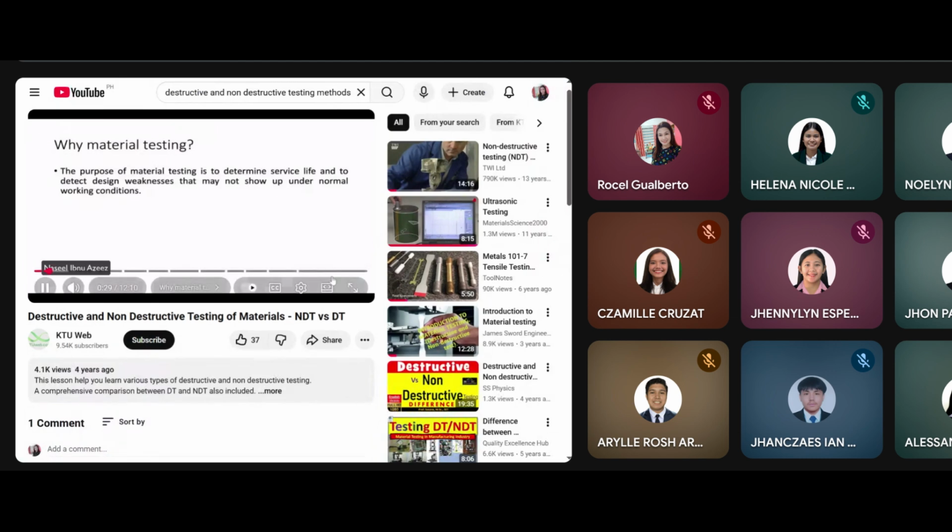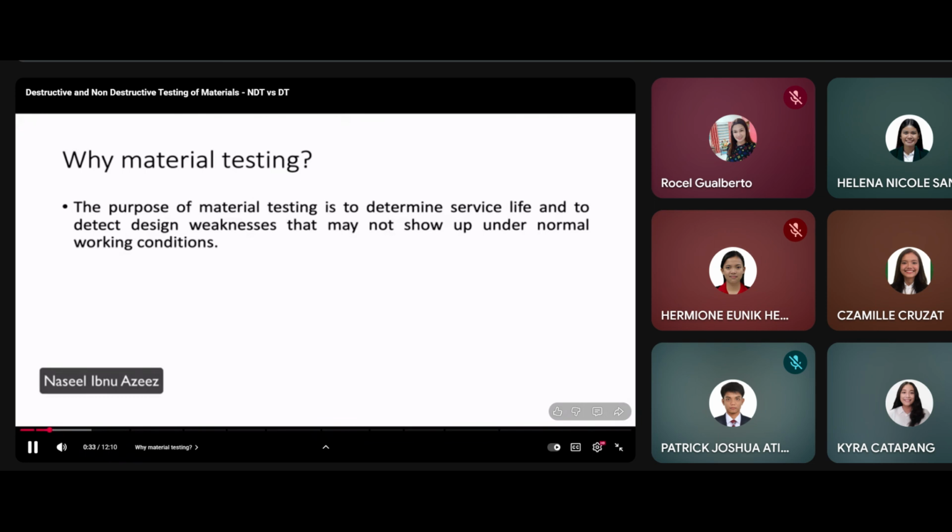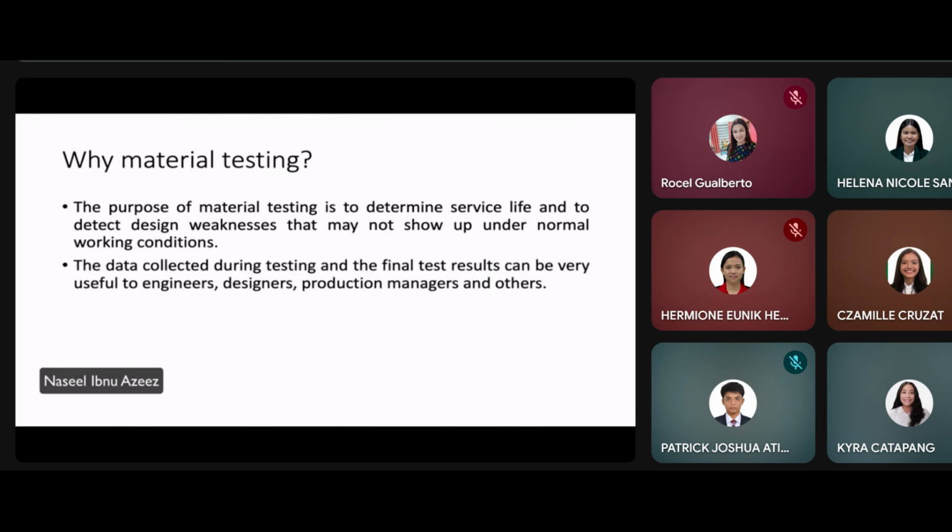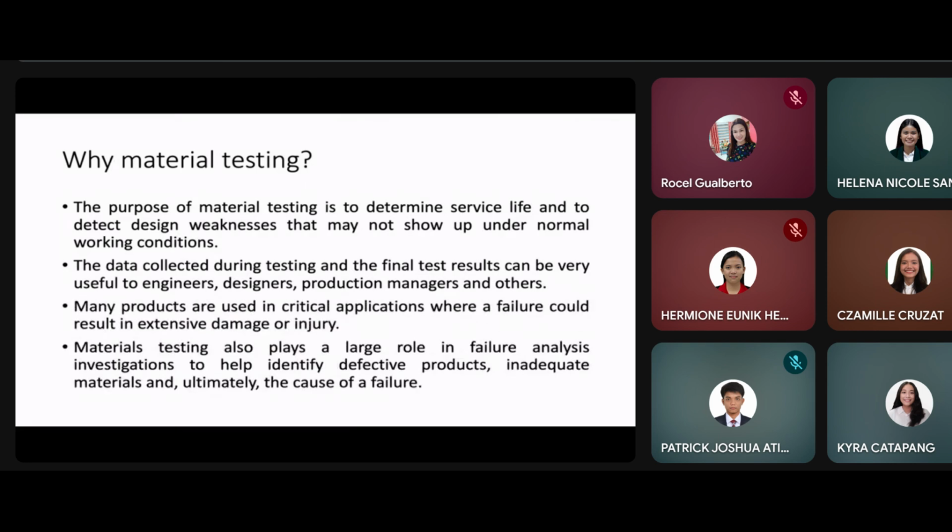Material testing is to determine service life and to detect design weakness that may not show up under normal working conditions. Data collected through these tests is highly important to take vital decisions in various stages of product manufacturing. Material testing also plays a large role in failure analysis investigation to help identify defective parts.